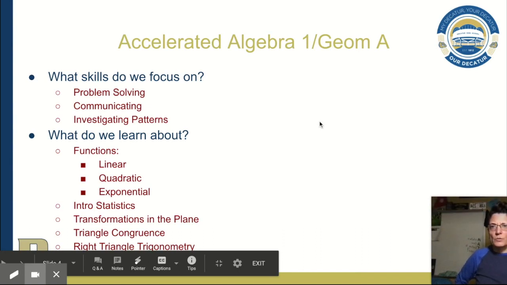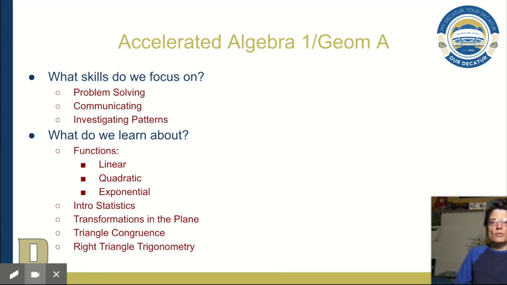Hey there, this is Miss Batticini, and I am coming to you today to talk about Accelerated Algebra 1 / Geometry A. Just like your other MYP classes, we focus on problem solving, communicating, and investigating patterns. And in the Accelerated Algebra 1 part, we will be dealing with linear functions, quadratic functions, and exponential functions. That's the main goal of algebra. We throw in a little statistics there. And the reason why it's called Accelerated Algebra 1 is because we go a little bit faster so that we have time at the end of the year to do half of geometry.